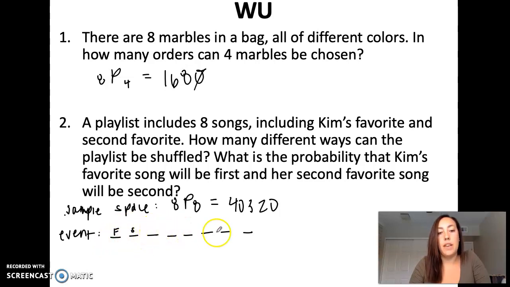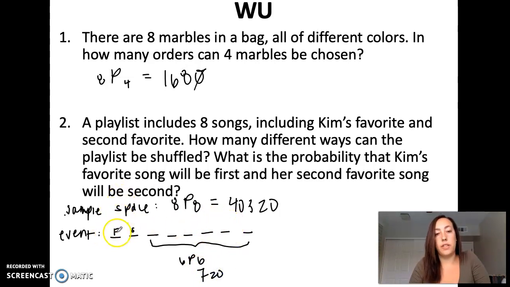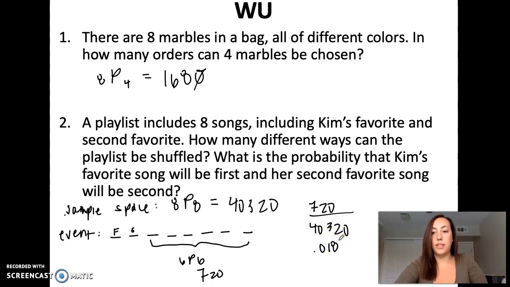But then we have 6 songs left that need to be shuffled, right? So here we have 6 pick 6, which is 720. So there's 720 different ways that her first favorite song can play first, her second favorite song can play second, and then there's 720 ways we can order the songs after that. So the probability of this event is 720 out of 40,320, which gives us 0.018. So 1.8% chance that her playlist will play her first favorite first, her second favorite second, and then any order after that.